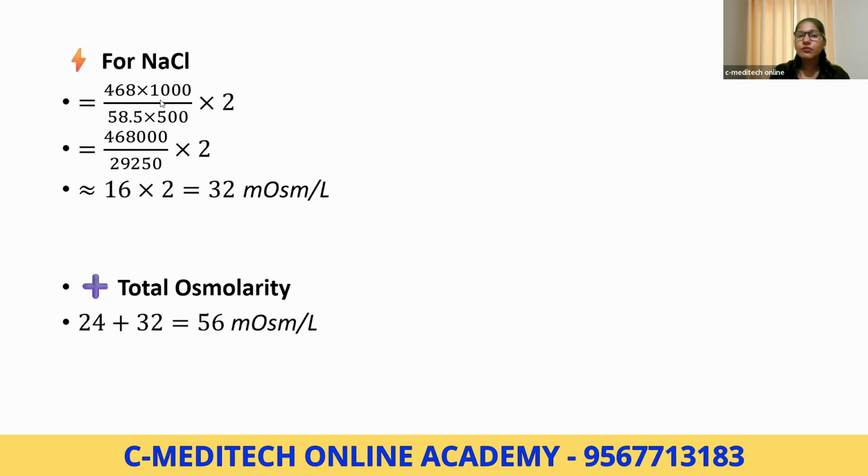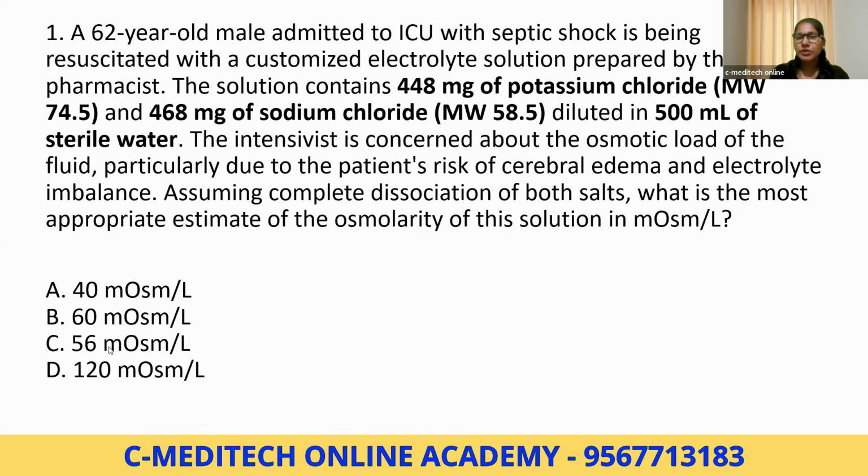Similarly, you have to find the value for sodium chloride also. So here when you do the calculation, the value becomes 32 milliosmolar per liter. So combined, you have to find out the milliosmolar for both of these substances. That is, the total osmolarity will be 24 plus 32, that is about 56 milliosmolar per liter. So the answer will be option C, 56 milliosmolar per liter.